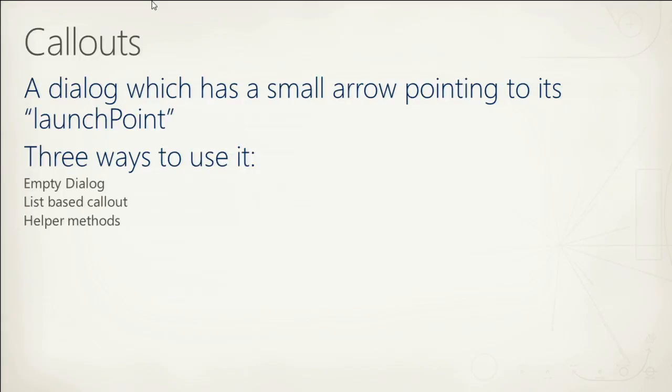So callouts are fairly straightforward. They're essentially a bubble with a beak, as we called it internally, but basically they're a dialog with an arrow pointing to a launch point. A launch point is just a DOM element. There are three main ways to use a callout. You can use it essentially as an empty dialog where you're responsible for putting whatever content you want in there. You can use a list-based callout, which is basically you can override in a way that we'll show in just a minute, and you'll get the same look and feel that you saw in the keynote demos, for example. And then you can use the helper methods. And the great thing about the helper methods is that you get the same look and feel as you get with a list, for example, but not on a list, or on a list but not using the standard override that you'll see.